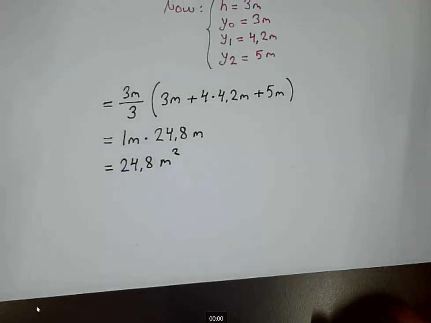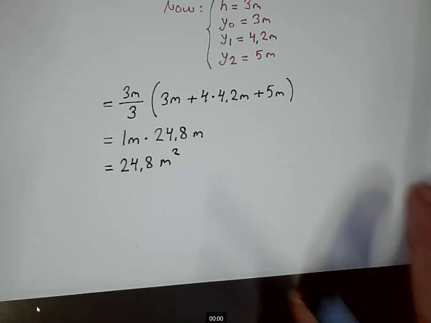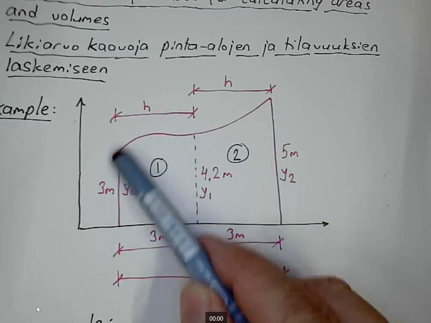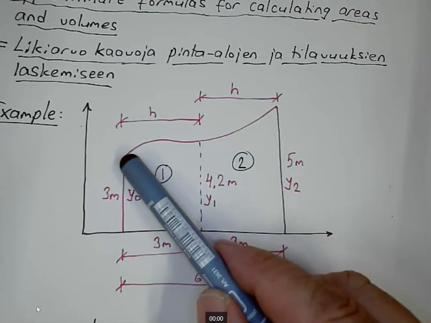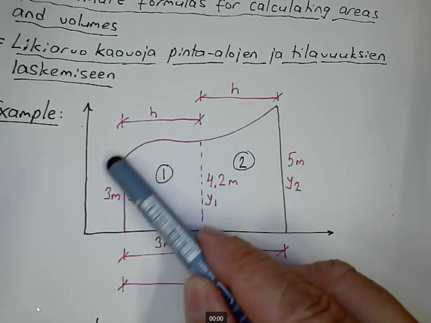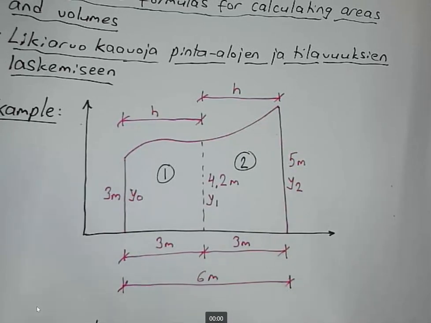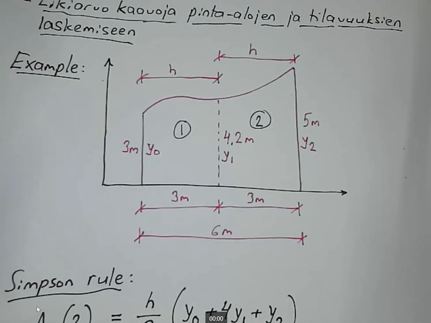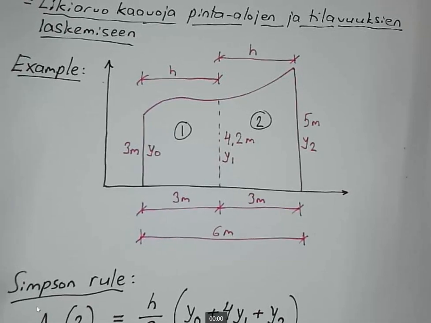This is a very useful formula when you have a quite smooth border in this figure, so it doesn't go up and down. It is quite smooth there, and in that case, this gives quite a good approximation for the area of this figure.